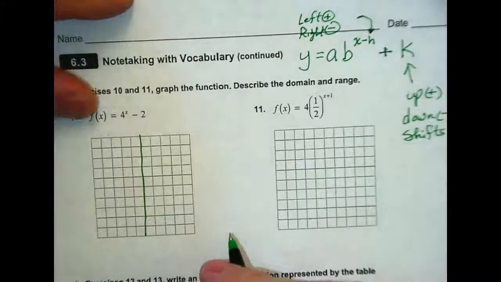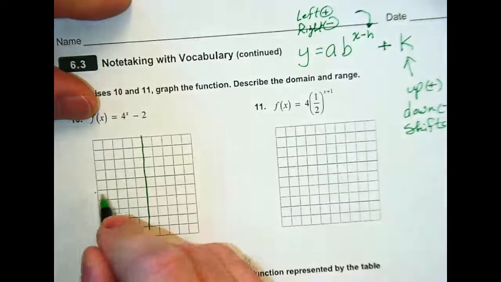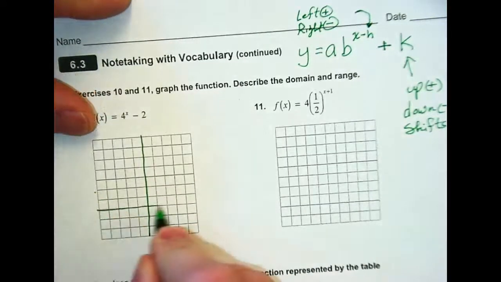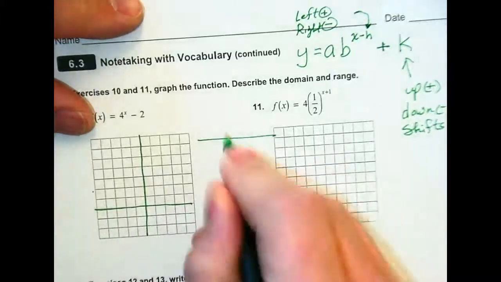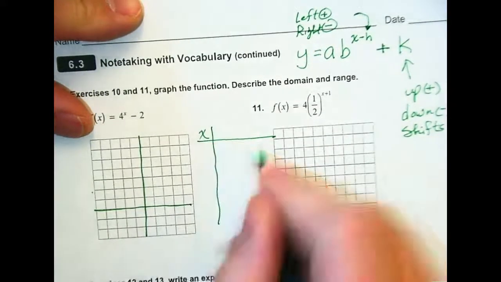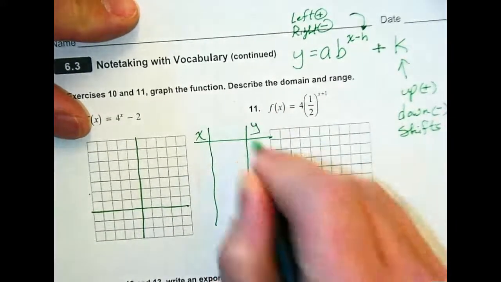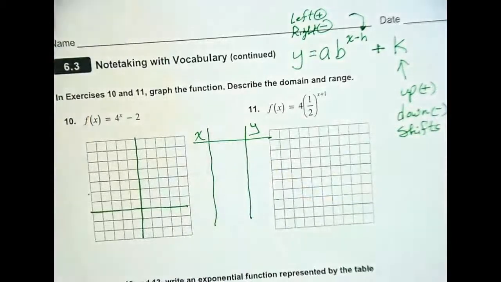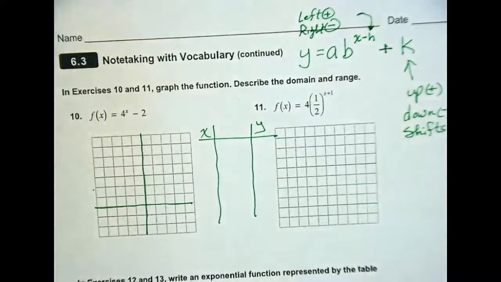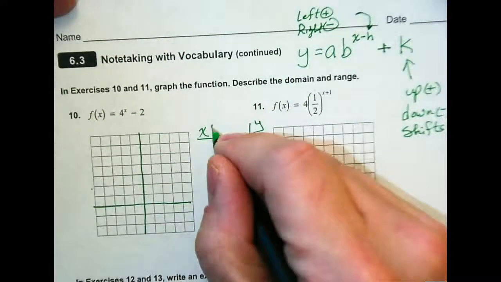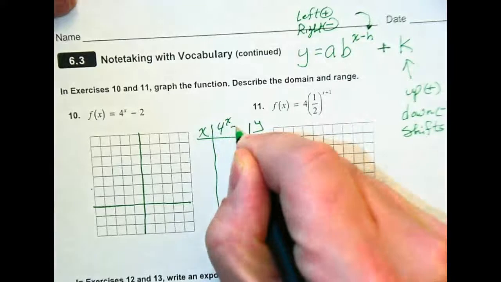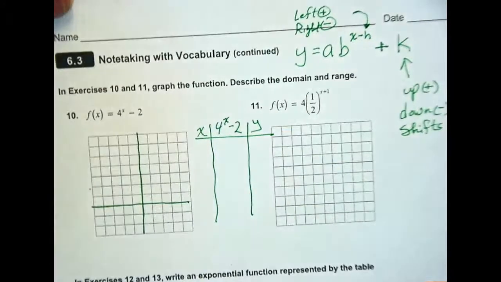Huh? All right. So what I want to do is graph this. Let's make a table of values. We're going to go X. We're going to go Y. Tell your neighbor what we're putting in the middle there. Yes, you're correct. It is 4 to the X minus 2. That's what we're putting in the middle there.